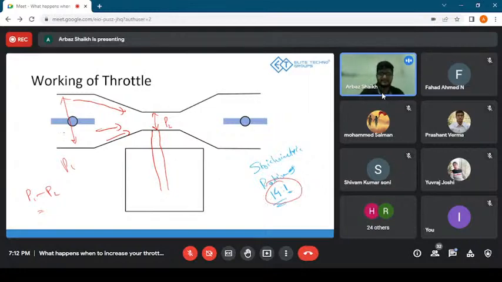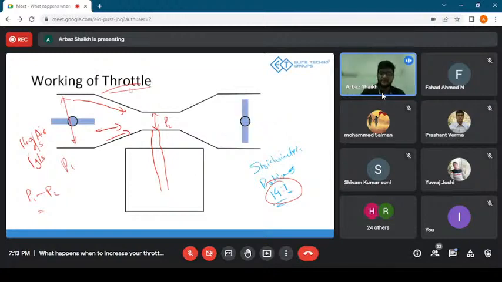Okay, so let's say 14 gram of air, let's say per second, is entering the Venturi. The Venturi is to be designed in a way that only 1 gram of fuel would be sucked per second. Okay, is that clear to everybody? Yes, sir. Sorted. So that's about the working of the throttle. That's what happens when you press the accelerator.